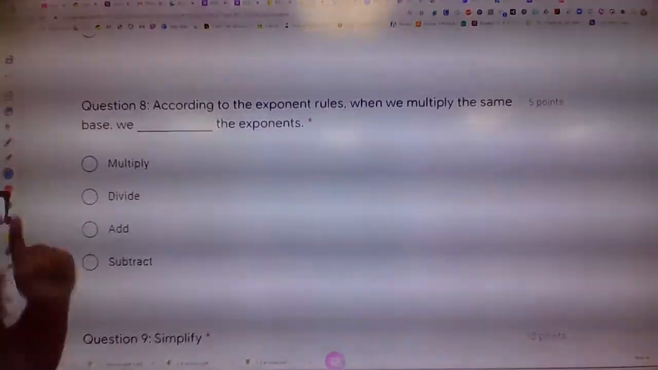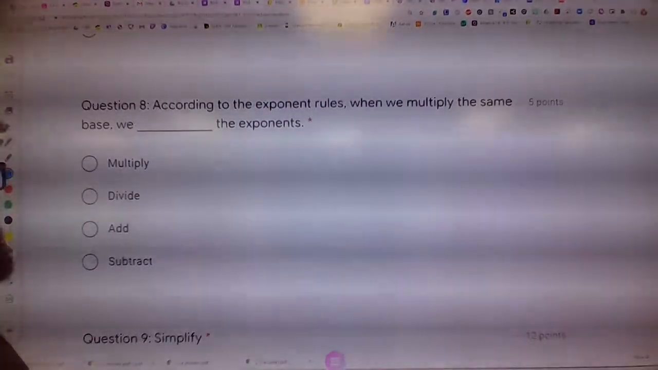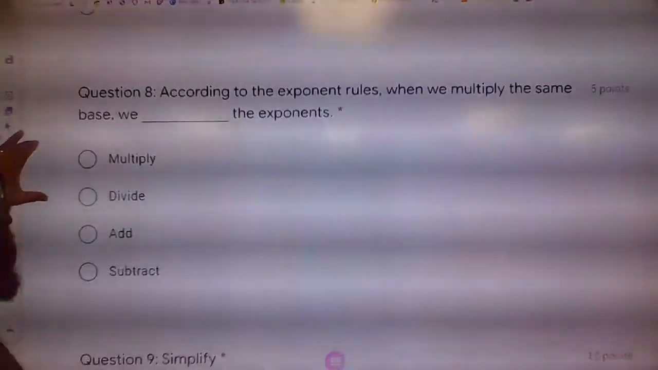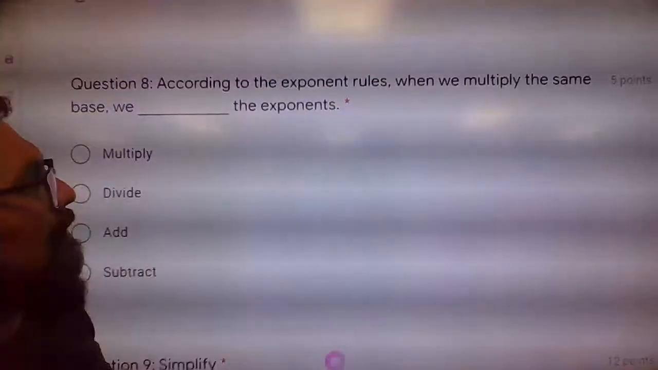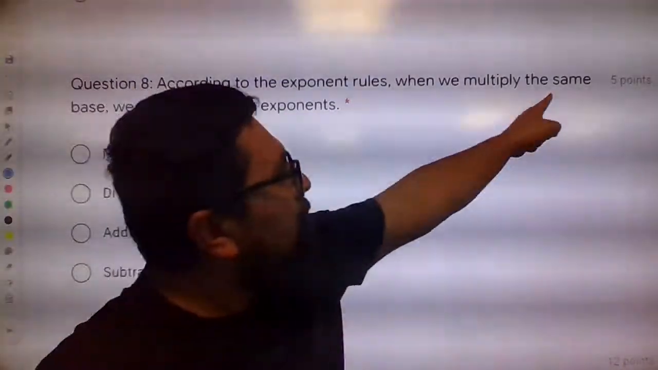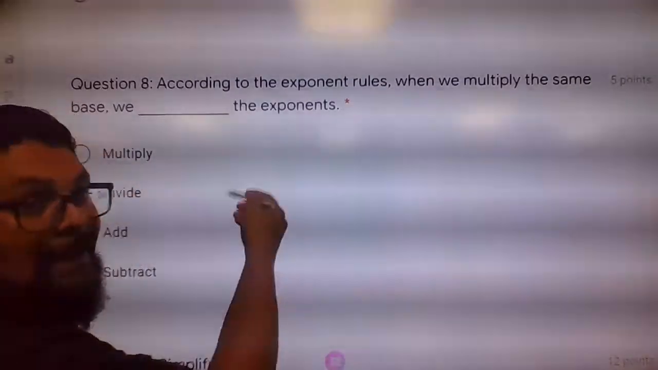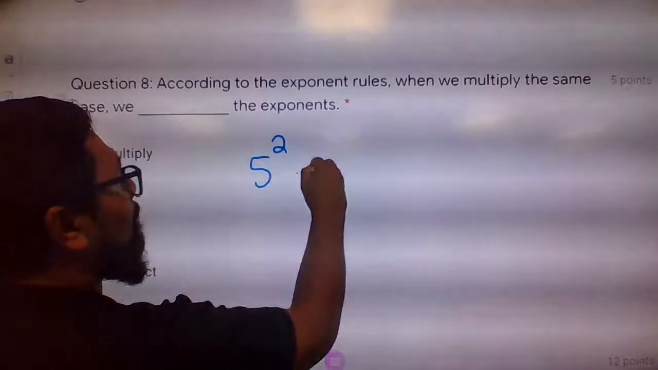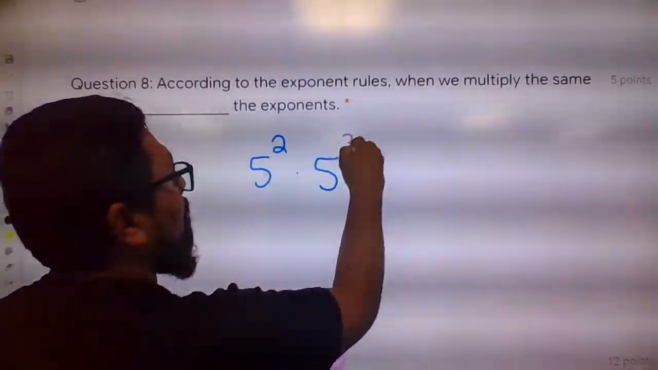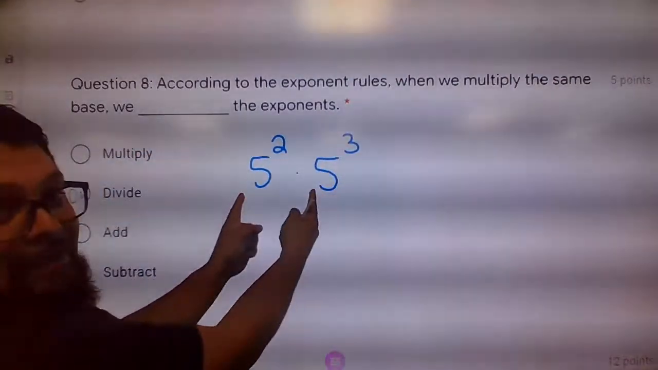Okay, now here's question number 8. Question number 8 says, according to the exponent rules, when we multiply the same base, we blank the exponents. So if I have something like this, let me give you an example. They have the same base, yes?